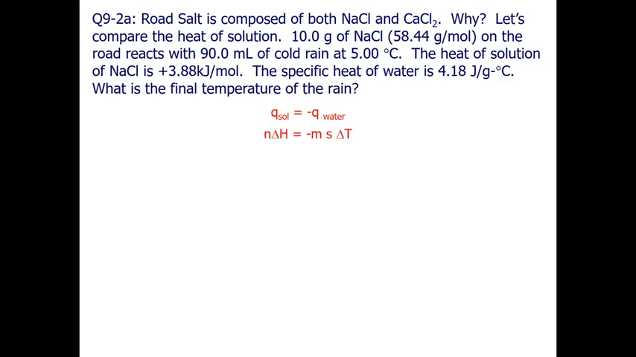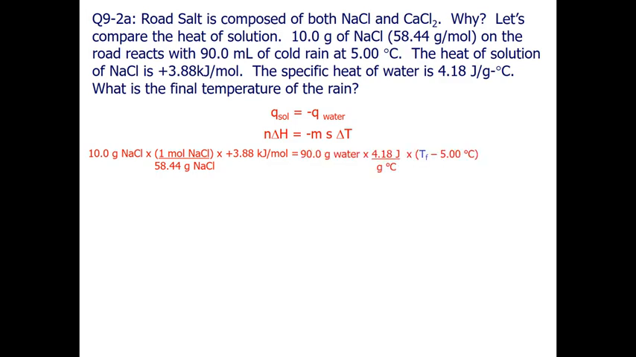For the heat of solution of sodium chloride, we can use n delta H. And for the heat of water, we can use minus m s delta T. So for sodium chloride, we just have to take our 10 grams of sodium chloride, divide by the molecular weight, and multiply by the enthalpy of solution to get our heat of solution in units of kilojoules. For our water, we have 90 mL of water, which we can assume is 90 grams of water, times the specific heat of the water.